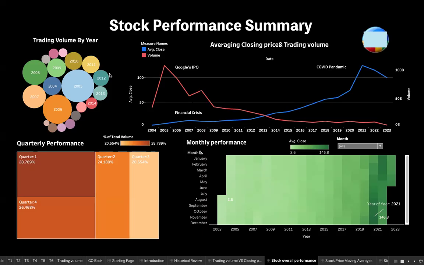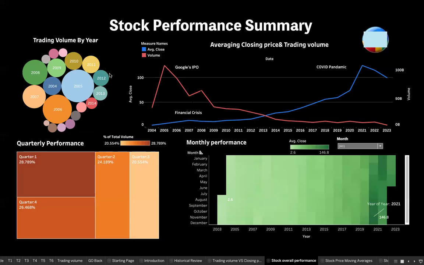During the COVID-19 pandemic, we see a strong rise in the average closing price, reflecting the market recovery. The bar chart at the bottom left breaks down trading volume by quarters. It shows Q1 has the highest contribution, indicating a peak activity early in the year. This chart helps us observe potential seasonal trends in stock trading, which could be influenced by economic factors.